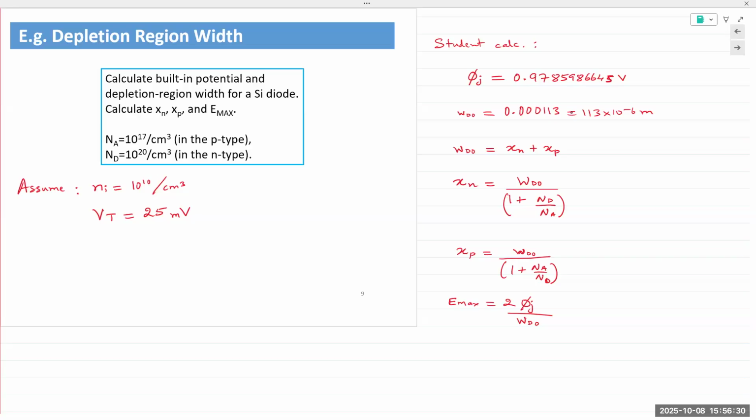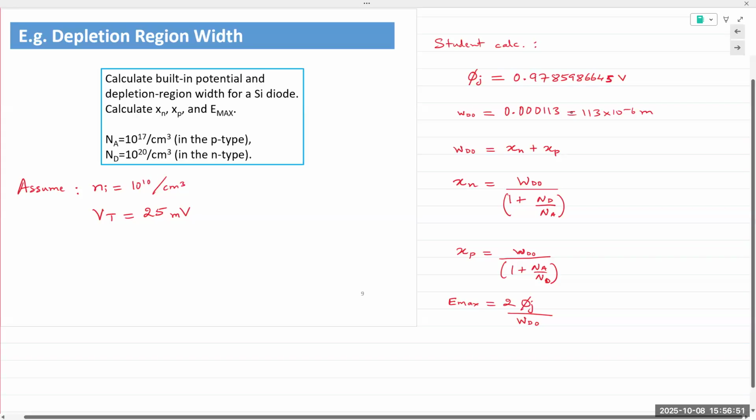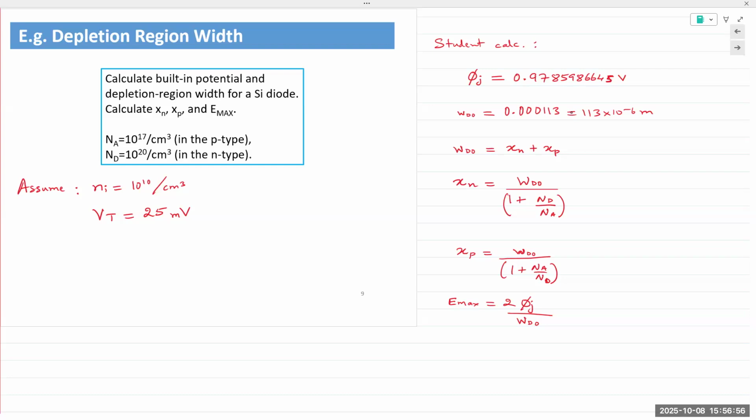Did everyone see what I'm talking about? 1 meter is equal to 100 centimeters. So if I am defining 10 raised to 17 atoms per centimeter cube, now I've got to multiply by 100 because I'm extending the dimensions from centimeters to meters in all 3 directions. So multiply by 100, multiply by 100, multiply by 100. Million, essentially. And see if that makes a difference in your answers.